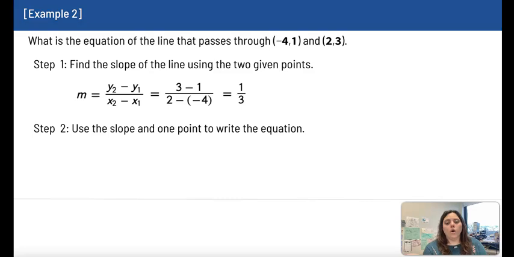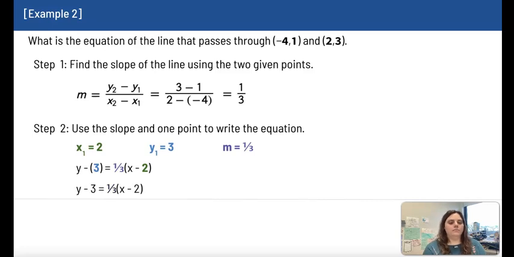Then we just pick one of our points to use. Let's pick the second point, 2, 3. x1 is 2, y1 is 3, and m is 1/3. So we have y minus 3 equals 1/3, and then in parentheses, x minus 2. Just kind of rewriting it.